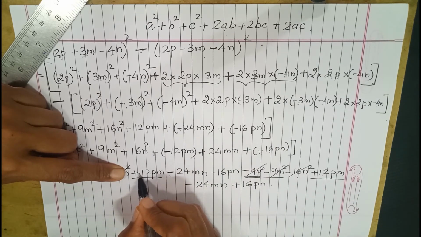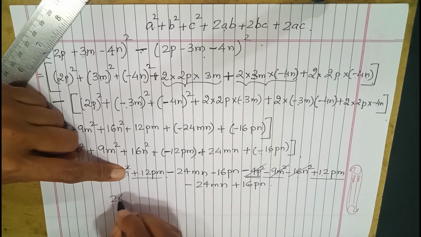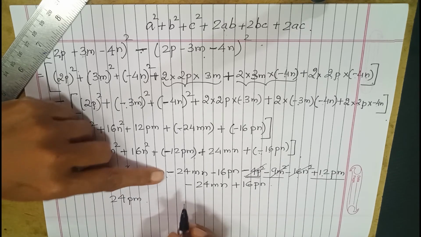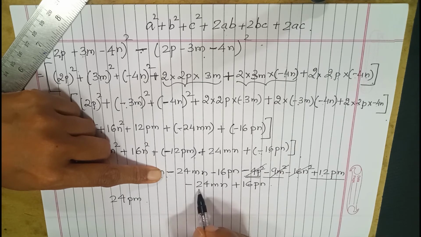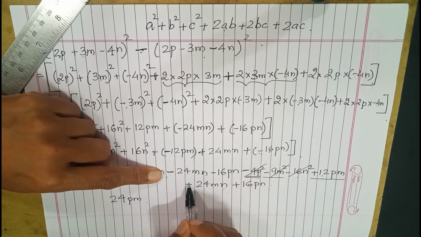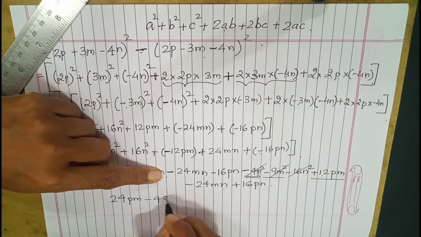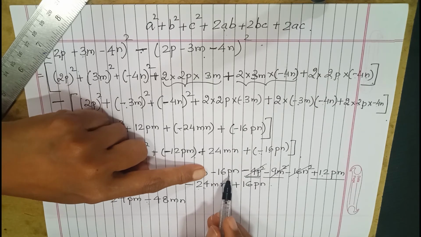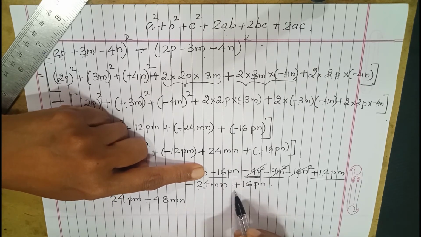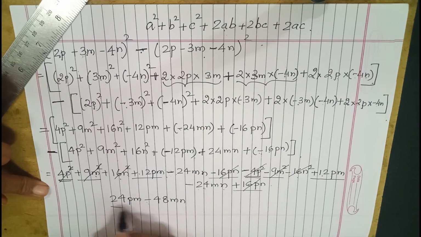We have to add them. So 12pm plus 12pm will become 24pm. Next. Minus 24mn minus 24mn. Both are minus. So again you cannot cancel. You have to add them. So it will become minus 48mn. Because minus 24 and minus 24 becomes minus 48. You have to add them and give them the common sign. Next is 16pn. So you can see 16pn is minus here and plus here. So it will get again cancelled. So you see we have nothing left other than this, and this becomes our answer.